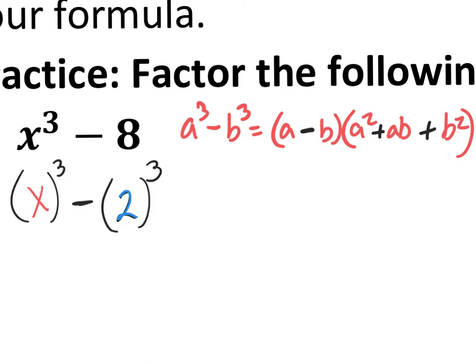Now let's apply it because we know what A is and what B is. Let's write our binomial times our trinomial. Now the binomial should be easy. What is the binomial when we plug in that A value of X and the B value of 2? Could somebody tell me what belongs in here? X to the third power minus 2 to the third power.